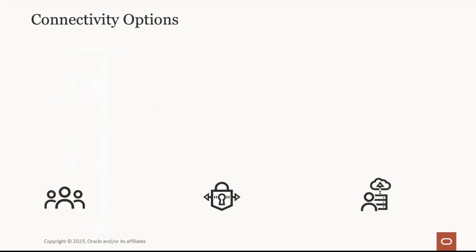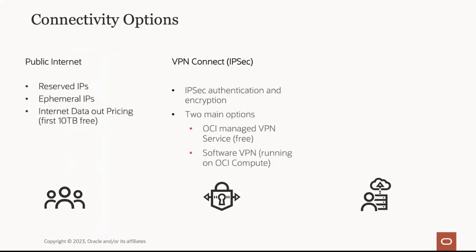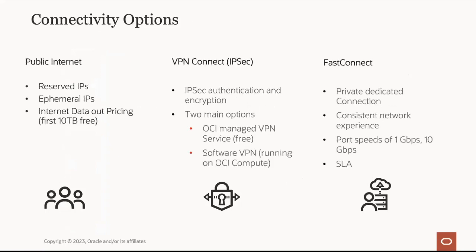Now, moving on to the last part of the section, which is the connectivity options. OCI provides a lot of capabilities. You have public reserved IP addresses, so you can bring your own IPs. We provide ephemeral IPs as well. You can connect using VPN with IPsec authentication. We have two main options. One is the OCI managed VPN service, which means we take care of everything, it's a completely managed service for you, or you can bring your own VPN software and run it on OCI compute. You can certainly do that.